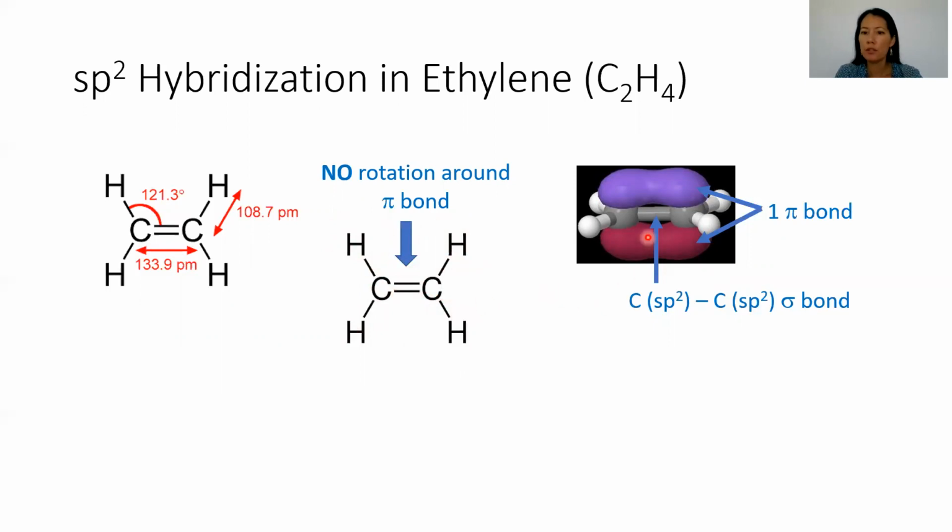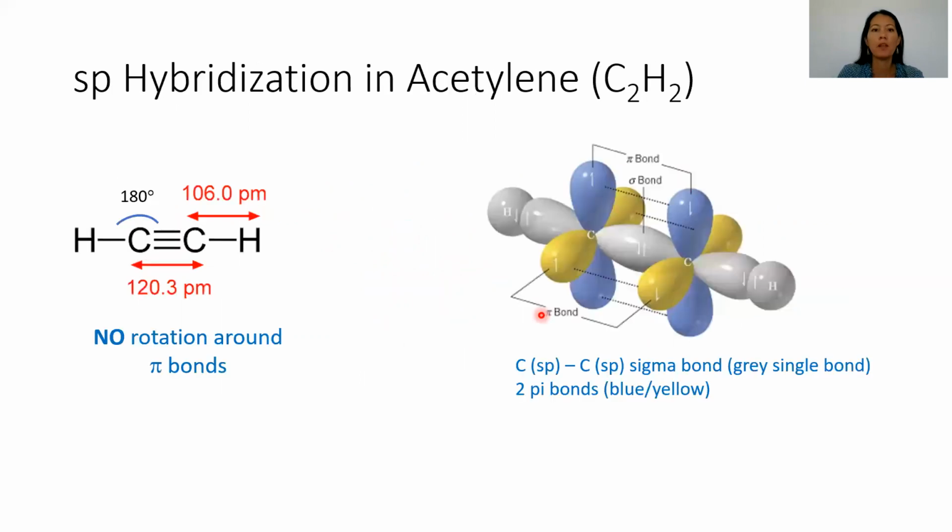So let's show this. This gray bond is just showing the CC sigma bond, but above and below I have my pi bond. And again, two shading areas, but it's a single pi bond. That second bond of the double bond.